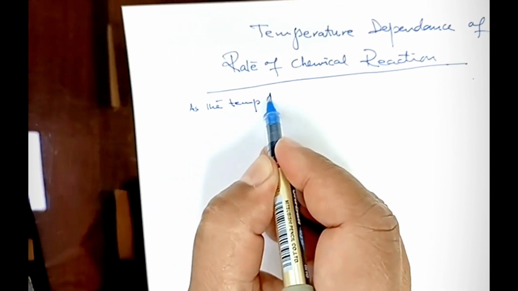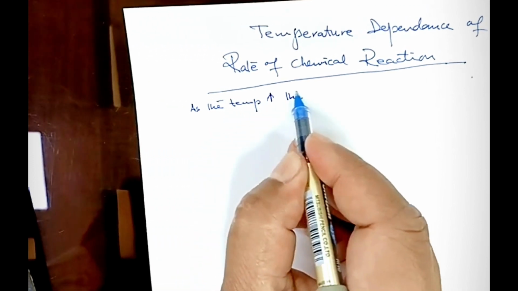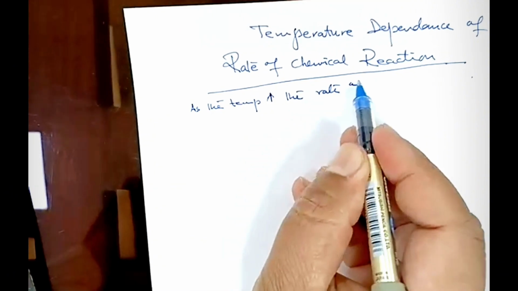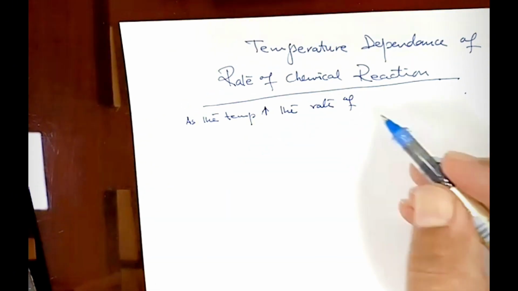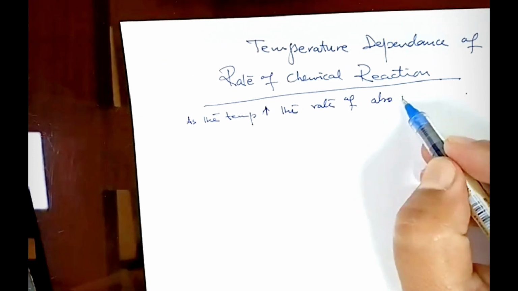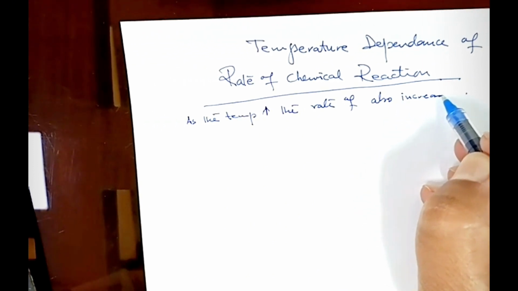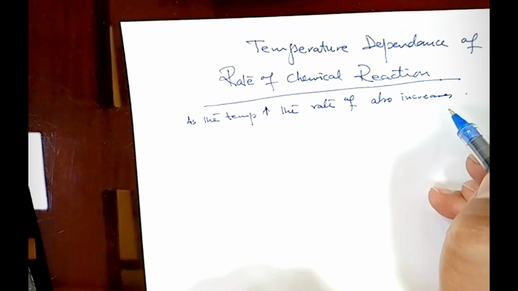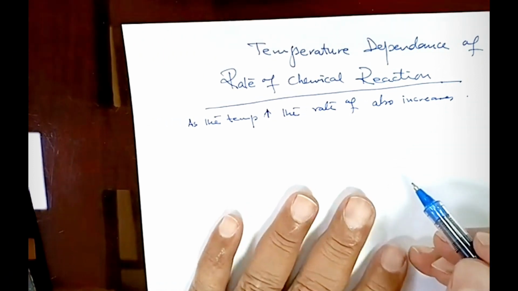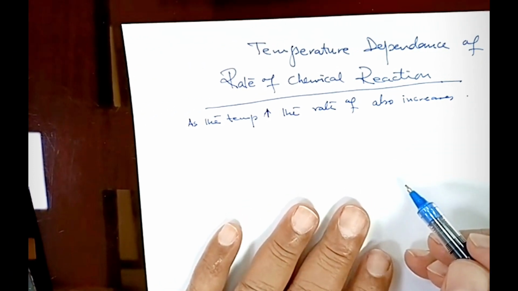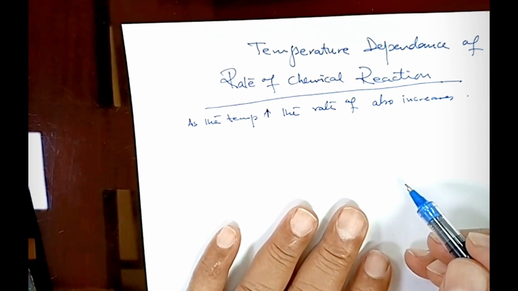increased, the rate of reaction also increases. Sometimes we see the exponential increase in the rate of chemical reaction. Sometimes we see the linear increase in the rate of chemical reaction.